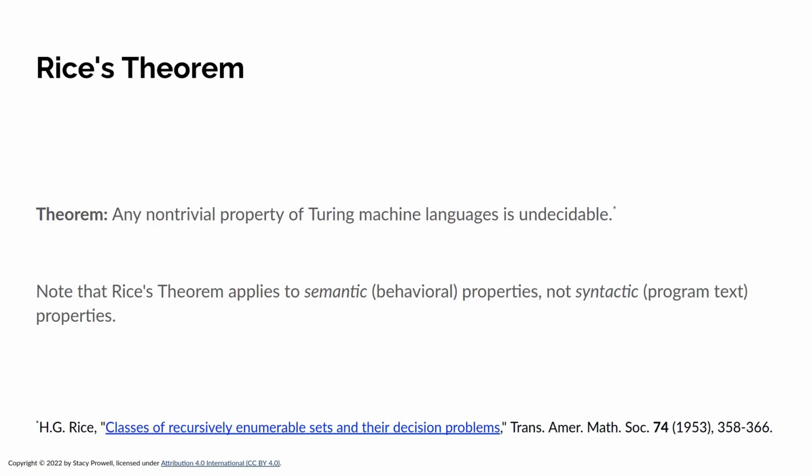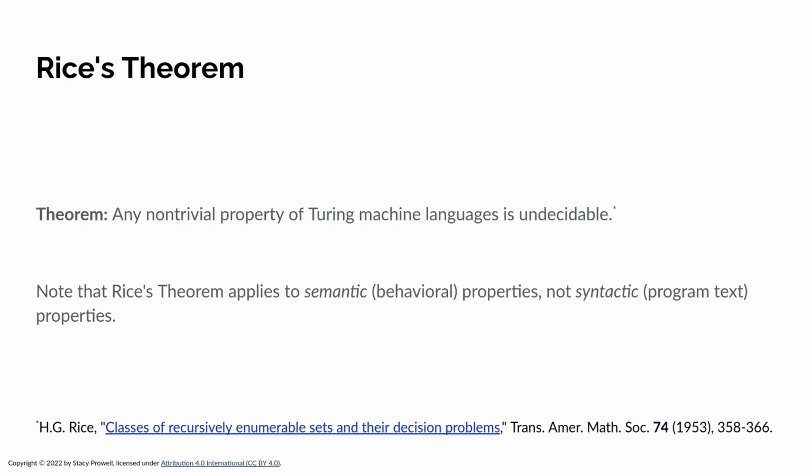And that takes us to Rice's theorem. If you want to read the original paper, it's cited at the bottom. Rice's theorem tells us that any non-trivial property of Turing machine languages is undecidable. So there you go. If you have an interesting question about programs, it's undecidable. It applies to semantic properties, not syntactic.